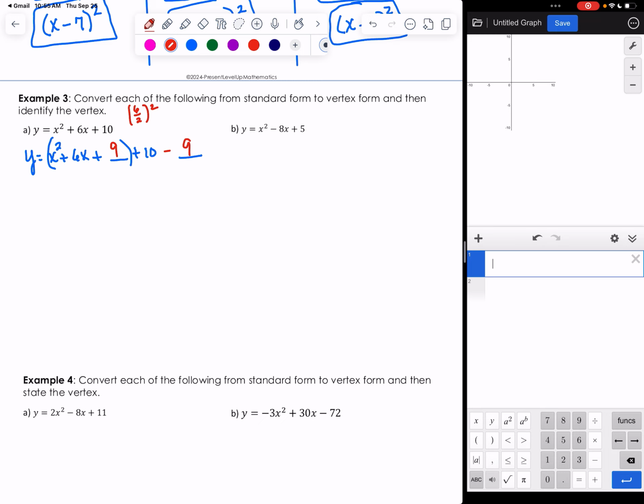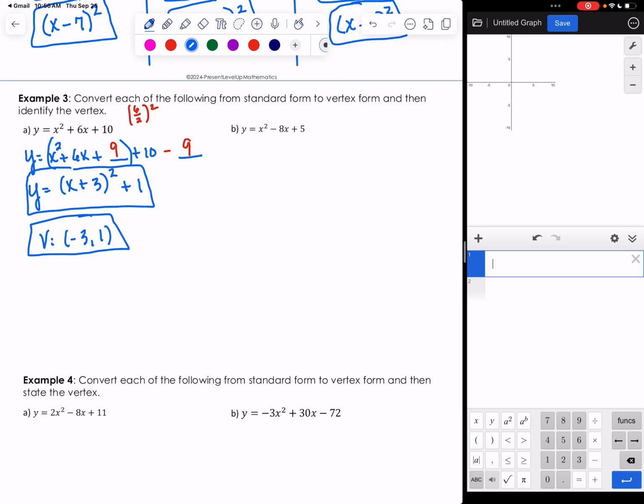Okay. Now, in your second step, you're going to factor what's inside the parentheses. So this would be y equals, remember, take the square root of your first term, the square root of your last term, and square it. And then you'll take 10 minus 9, which is positive 1. So now we've converted from standard form to vertex form, and we just need to identify the vertex, negative 3, positive 1.